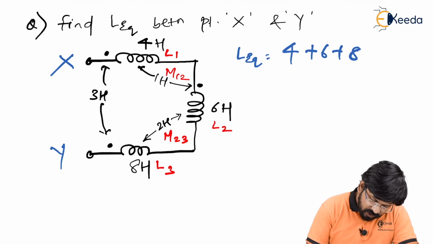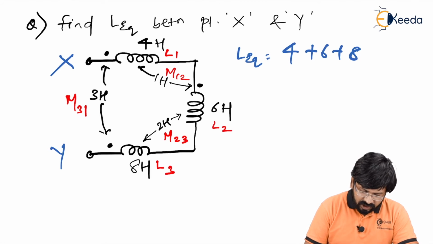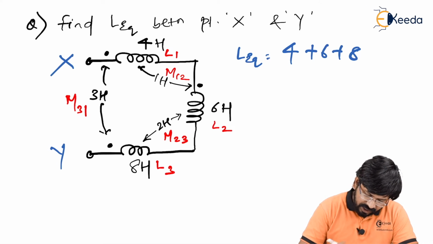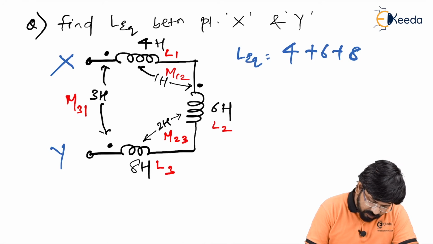The remaining 3 Henry is between coil 1 and coil 3. Then it is called either M13 or M31. I'll call this M31. So I'm sure you got 3 mutual inductances here. Now, as I said, between coil 1 and coil 2, first of all, we will see by sending some current.